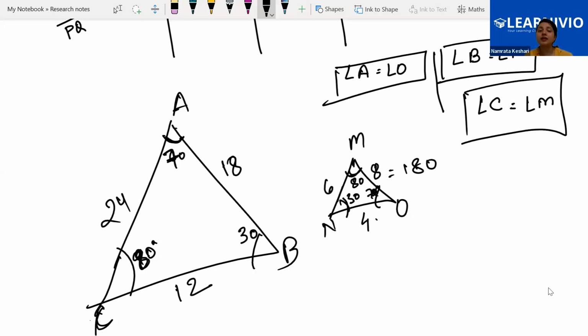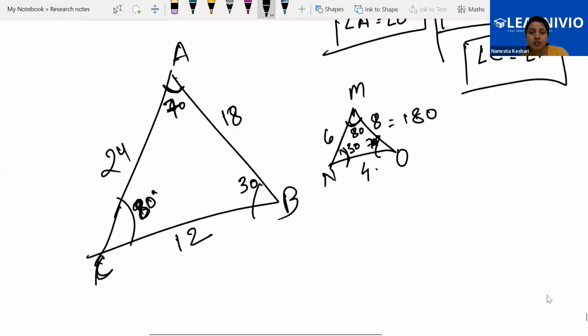Angle, we got it. Now there is one more criteria, that sides also have to be same in proportion, not same, in proportion. What is the meaning of proportion? Proportion means the ratio between the sides must come out as the same. Let's check it.